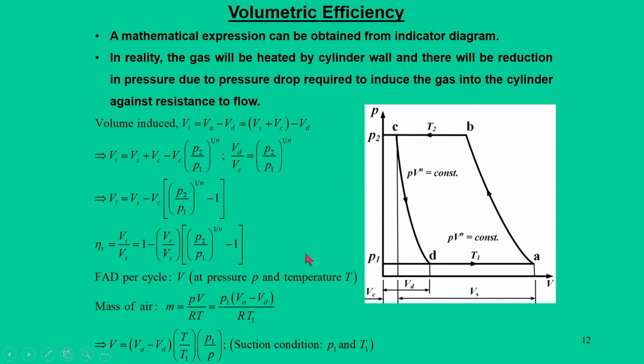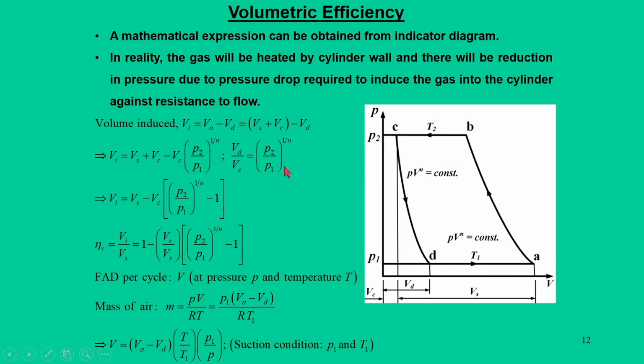Now, let us find out more details of this mathematics. Based on this indicator diagram, we can derive some working formula. And what is that working formula? How much volume gets induced? If I say that is Vi, that is nothing but Va minus Vd. So, this Va is nothing but your Vc plus Vs, which is mentioned here, minus Vd. But we know that Vd by Vc is equal to (P2 by P1) to the power 1 by n, where n is the index of compression.